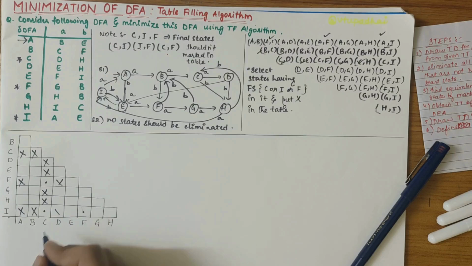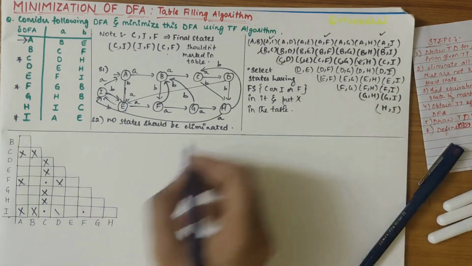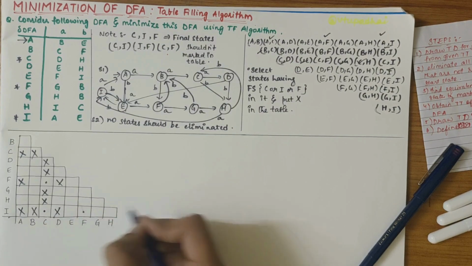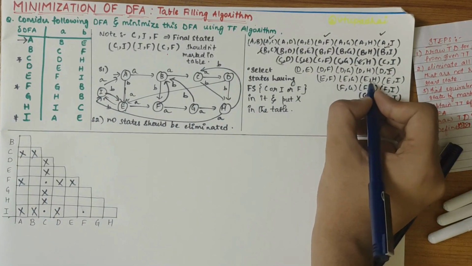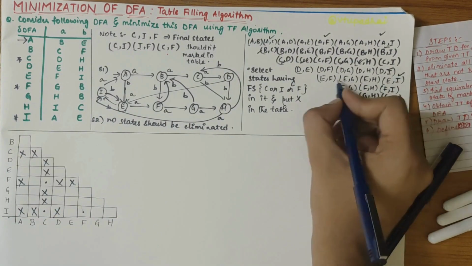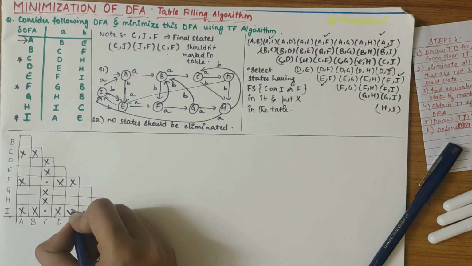DF can be marked. Then we have DG, it can't be marked. Then DI can be marked, right? Then we have EF, which can be marked. Then we have EG, no. EH, no. EI, yes.